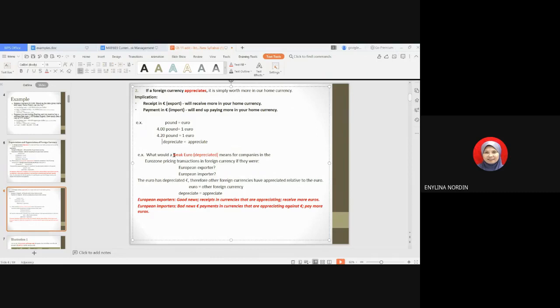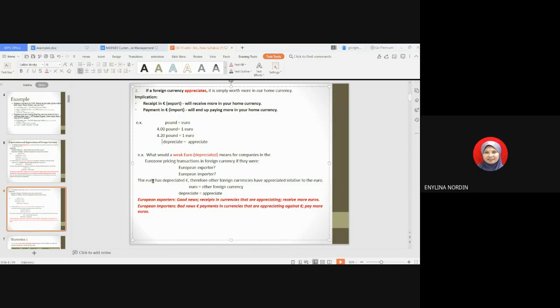That means a weak euro, a depreciated euro currency, for companies in the Eurozone pricing transactions in foreign currency, whether they are an exporter or a European importer. So what does it mean in this whole situation? Let's say the home currency is euro and the foreign currency is another currency. We do not know which here, I just give you a general example.